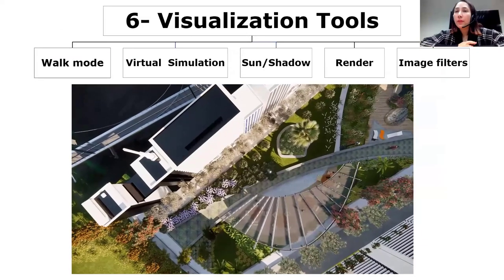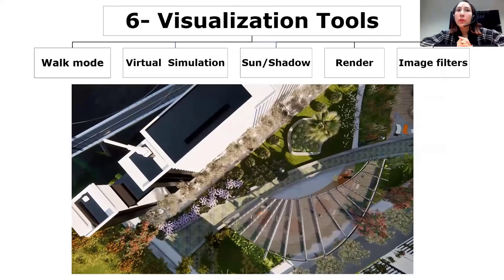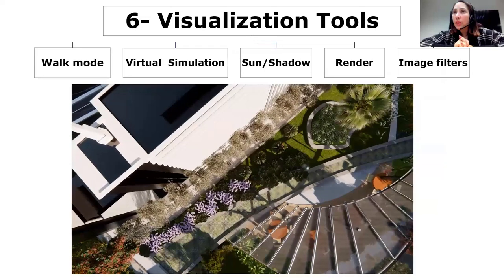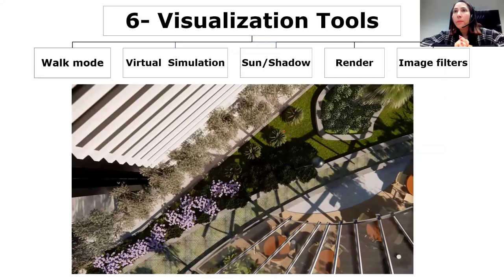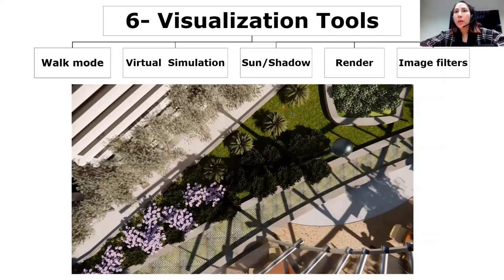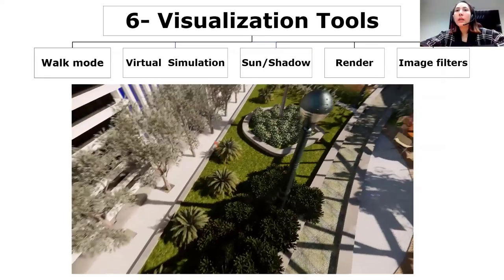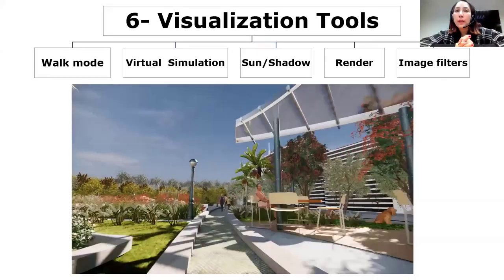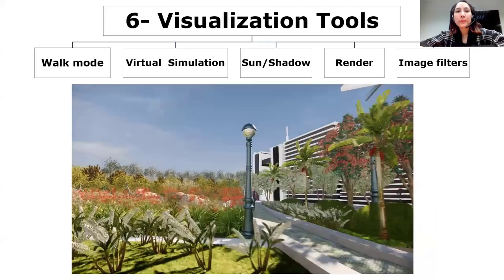For visualization, we have different tools. We have bulk mode, virtual simulation. We have sun and shadow tools. There are different render possibilities that are compatible with the program. And there's an image filter inside the program. The animation that you see here is made with Land Design and Enscape in the Rhino environment.